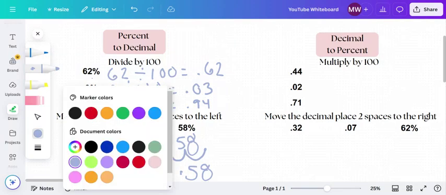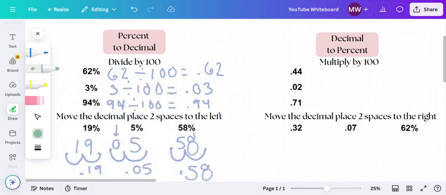Now let's practice moving from decimal to percent. So notice that is the opposite direction. So we are going to do the opposite of what we just did to go from percent to decimal. So again, we've got 2 different options here. Our first would be to multiply by 100. So our first example is 0.44 or 44 hundredths. If I want to multiply that times 100, you can use your calculator again if you like. It will get me 44. And then I need to add my percent sign on the end because now it's a percent.